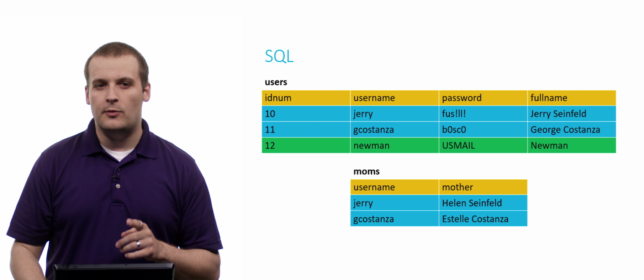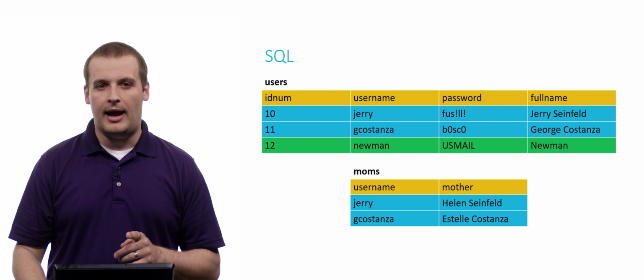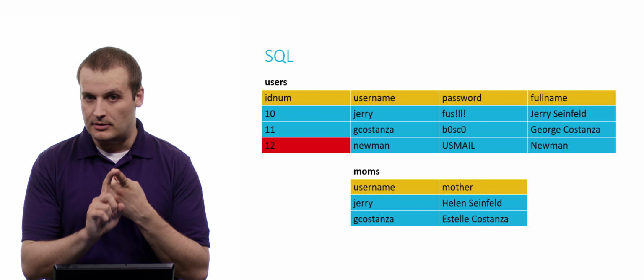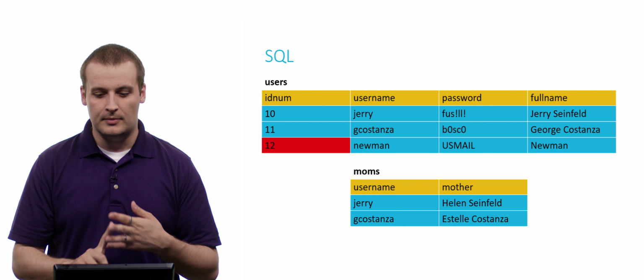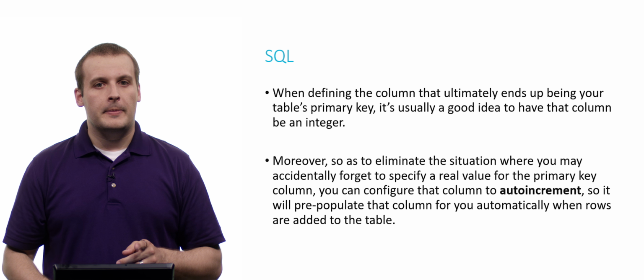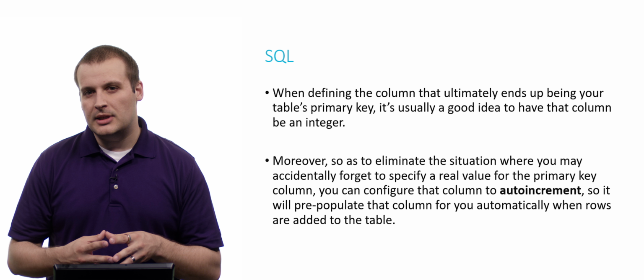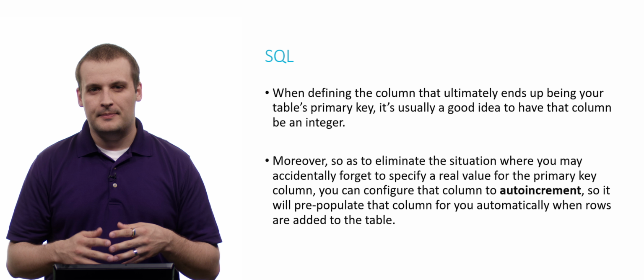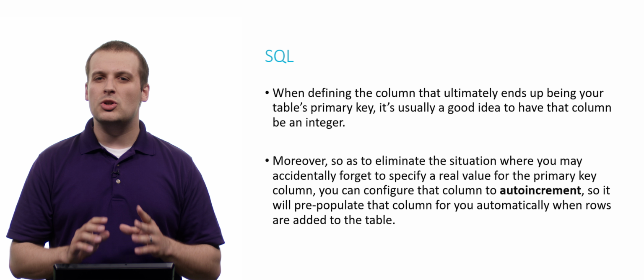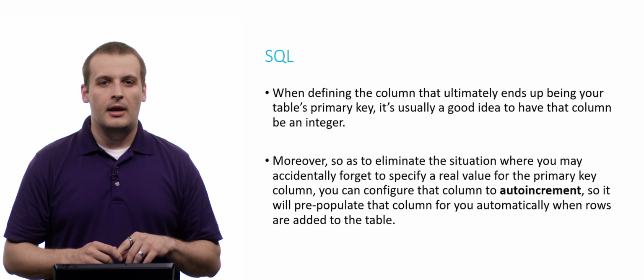But you might be asking yourself, wait a minute, you never specified ID number. So how exactly did ID number get there? I mean, you specified Newman and US mail and Newman, but that 12, that was never part of our query. And you're right. Because when you define the column that ultimately ends up being your table's primary key, it's usually a good idea to have that column be an integer. It's not a requirement, but it's usually a good idea.